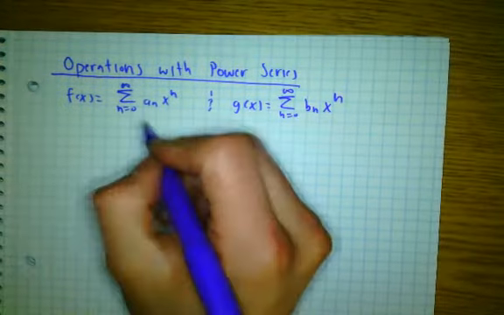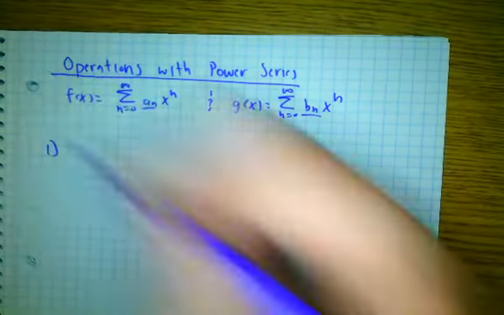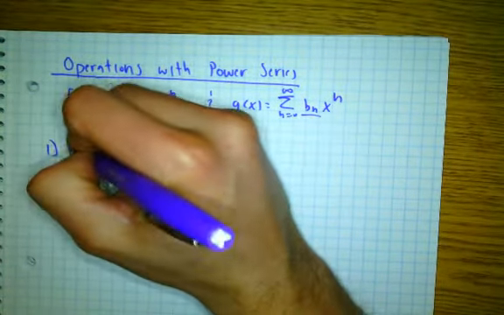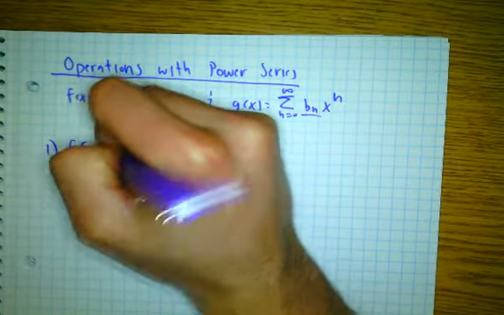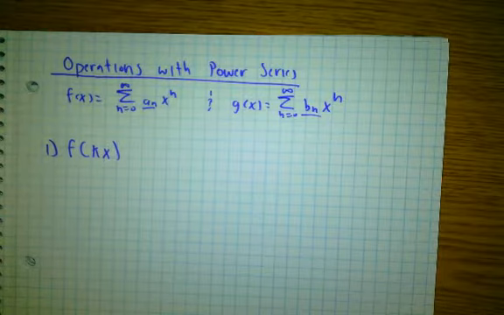All I changed was this front part here. Cool? So, number one, here's what you can do. What if I ask you to do the following? f of kx, where k is just a constant, or a number. Cool? What do you think you can do?